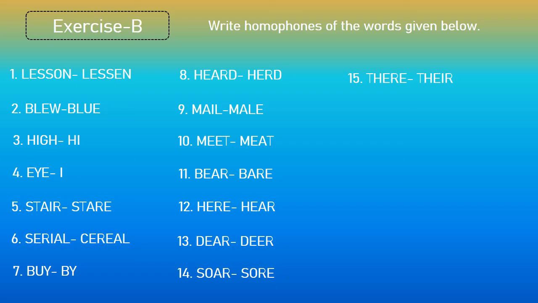Number 15, T-H-E-R-E, which is used for the place. Usually we say here and there, right? So its homophone would be T-H-E-I-R. That means belonging to or associated with the people. Yes. Next is W-E-I-G-H-T. I hope everybody knows his weight. Yes, 50 kg, 55 kg, right? So its homophone would be W-A-I-T. It's to stay in a particular place and not do something until that person or someone arrives.